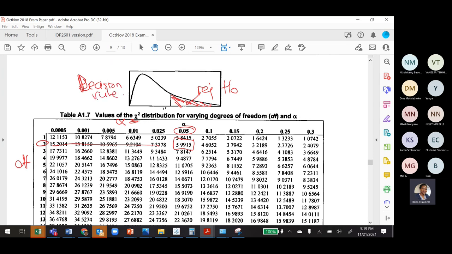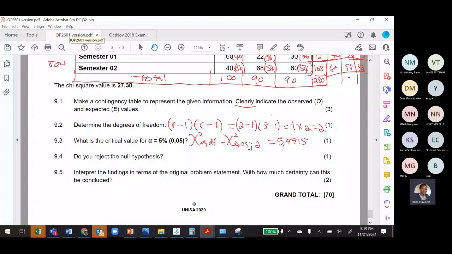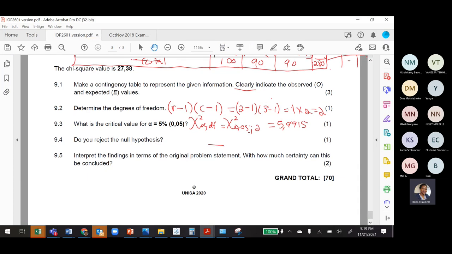So that is the decision rule. We can use this as our base. We know that anything that falls in the small shaded area, we're going to reject the null hypothesis. That is the decision. So our critical value is 5.9915. I'm going to write it on here so that we can have it here.